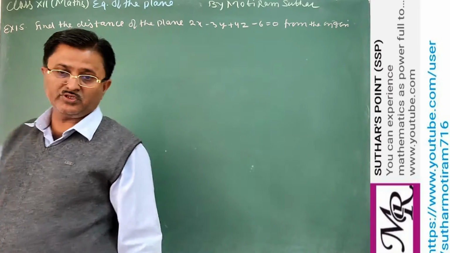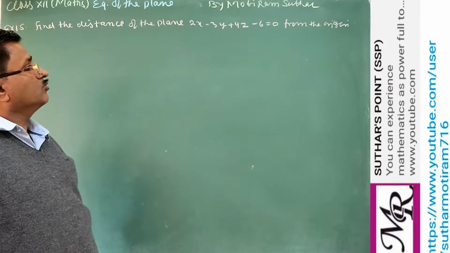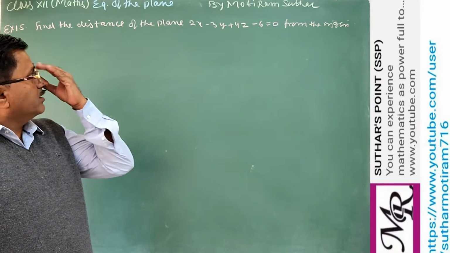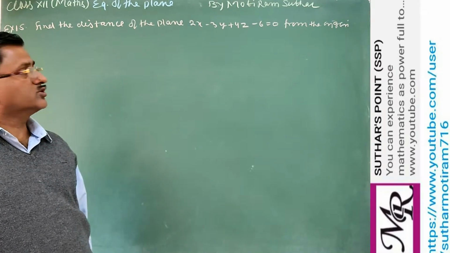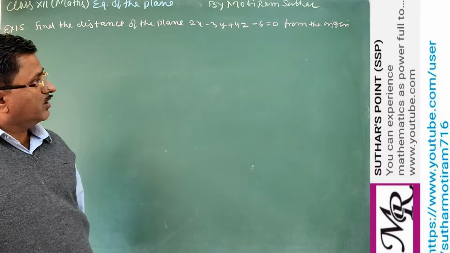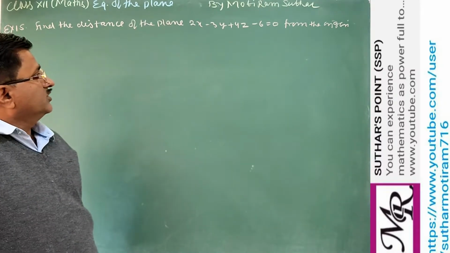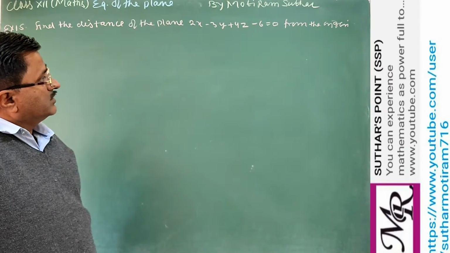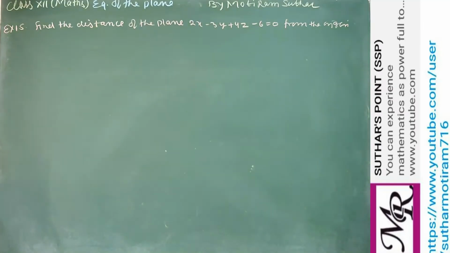As you saw in the previous video, the introduction of the plane, and also how to find the equation of the plane in the normal form. Now in this second part, we have taken the equation of the plane in different conditions, and we will see some problems related to the normal form. So we see an example here: find the distance of the given plane from the origin. Let's see how we find the distance of this plane from the origin.